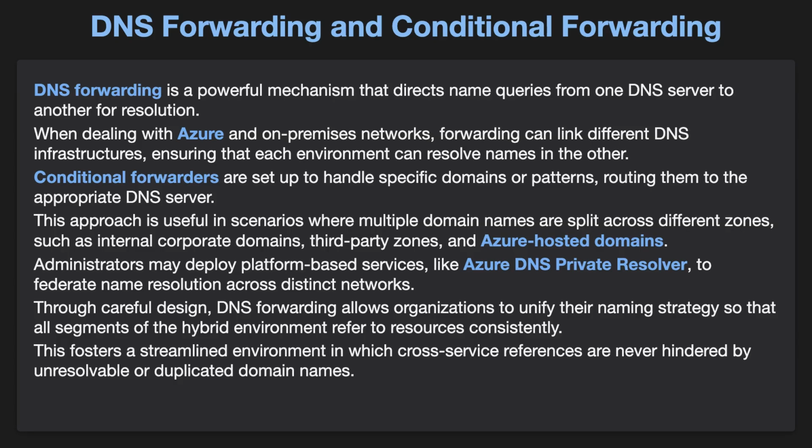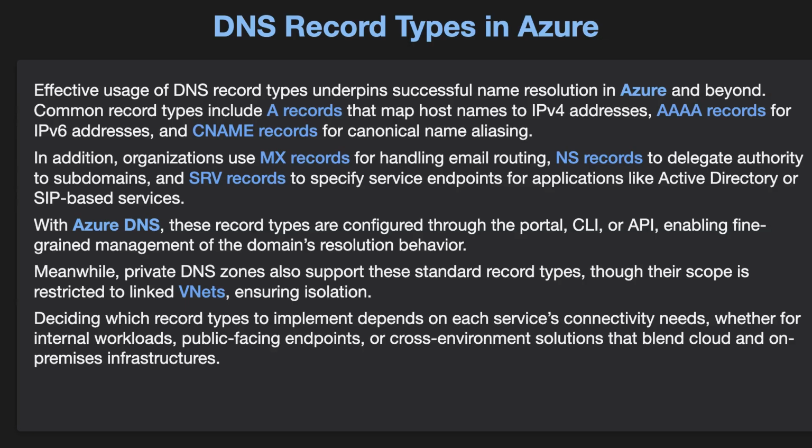Administrators may deploy platform-based services, like Azure DNS Private Resolver, to federate name resolution across distinct networks. Through careful design, DNS forwarding allows organizations to unify their naming strategy so that all segments of the hybrid environment refer to resources consistently. This fosters a streamlined environment in which cross-service references are never hindered by unresolvable or duplicated domain names. Effective usage of DNS record types underpins successful name resolution in Azure and beyond.